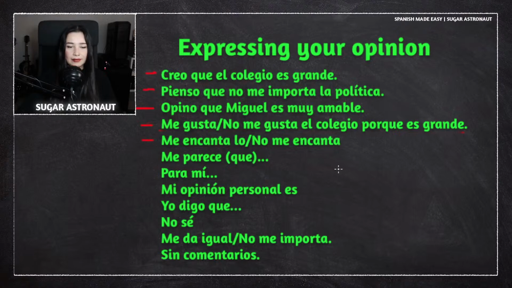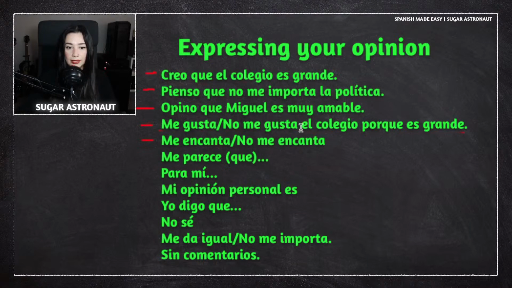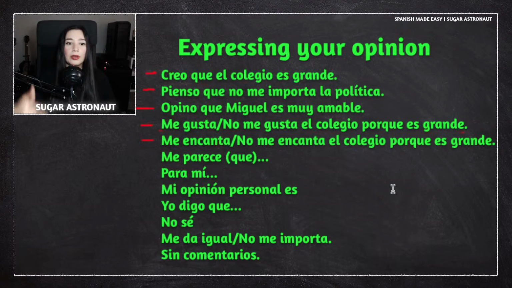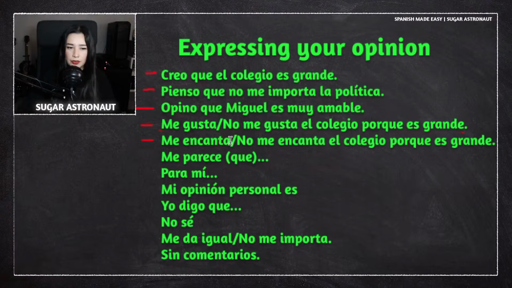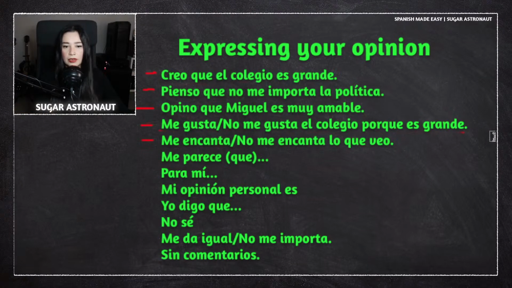Now, the next one. Me encanta. This one, I believe we can use lo. Although you can just say me encanta el colegio porque es grande. Okay, so that's a different way to say that. It's very similar, but it's different. You're saying now that you love the school because it's big. Me encanta el colegio porque es grande. Or the opposite. No me encanta el colegio porque es grande. I don't like the school because it's big. Okay? So that's fine. That's very great. Let me just leave it like that. If you want me to use lo, I'm gonna do it so you know how to use lo. Me encanta lo que veo. You're a bit more vague, right? You're not saying specifically what you're seeing.